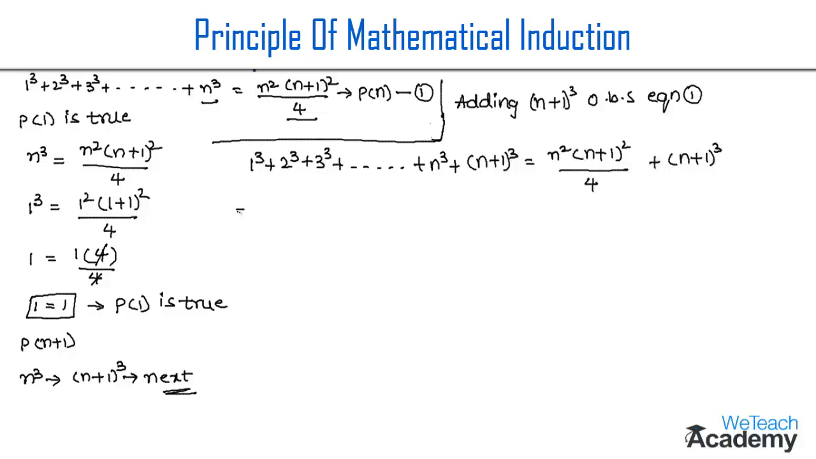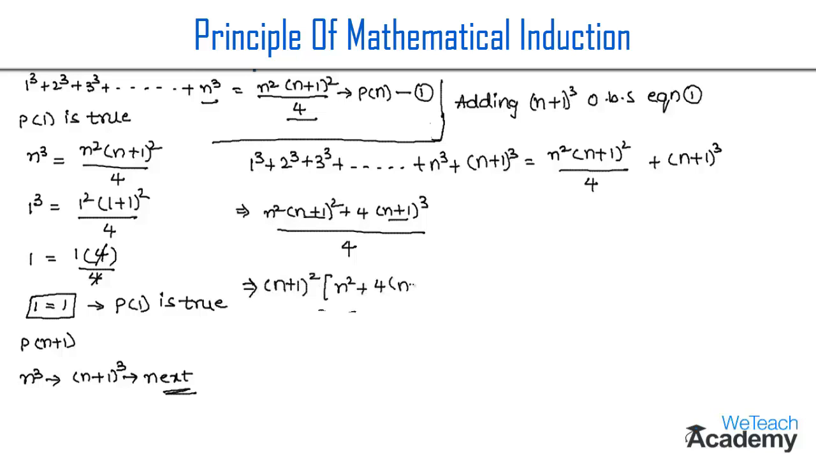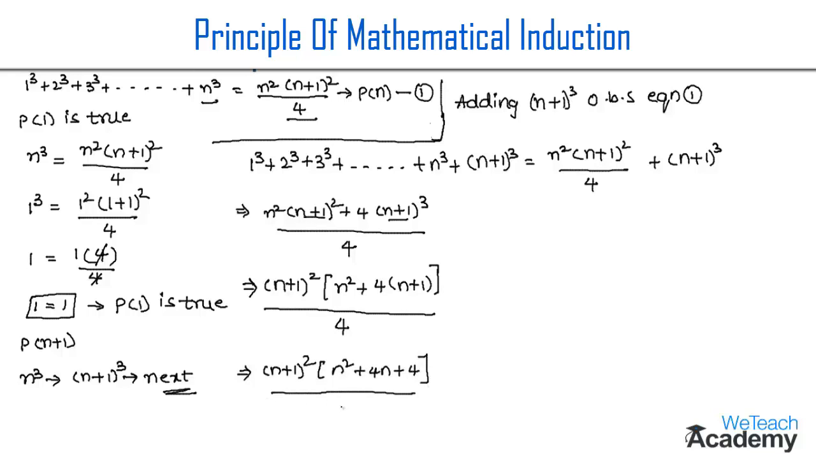Now let us simplify the RHS term. First let us take the LCM as 4. So the numerator would come as n square into (n plus 1) whole square plus 4 into (n plus 1) whole cube. So by taking (n plus 1) whole square as a common factor, we get (n plus 1) whole square into [n square plus 4 into (n plus 1)] divided by 4. Now by multiplying 4 with the group n plus 1, we get here (n plus 1) whole square into (n square plus 4n plus 4) divided by 4.